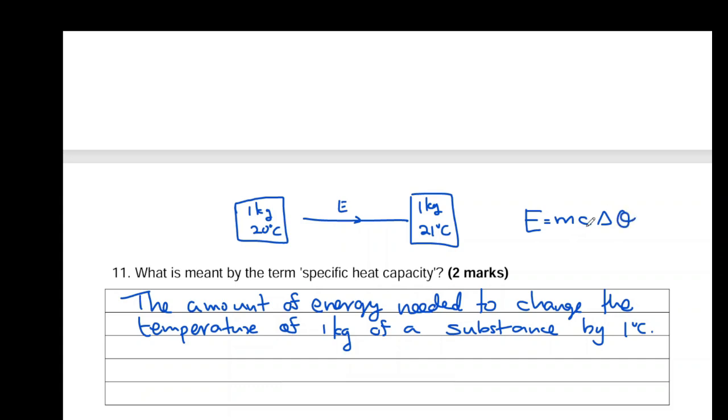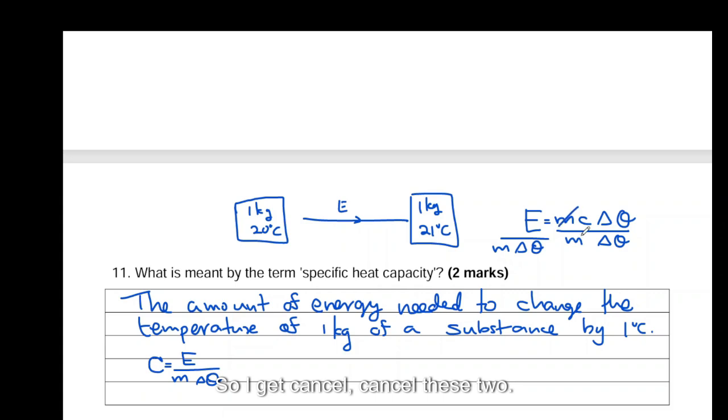In physics, you can make C the subject and define the term, which also counts as a definition. So, I can make C the subject by dividing both sides by m delta theta. So, C is equal to E divided by m times delta theta. So, all I did was just divide both sides by m delta theta. So I can cancel these two to make C the subject. Then I can define the term.